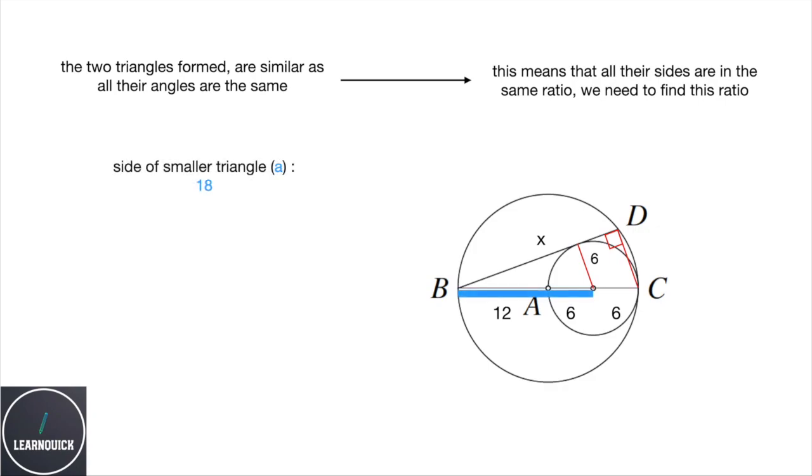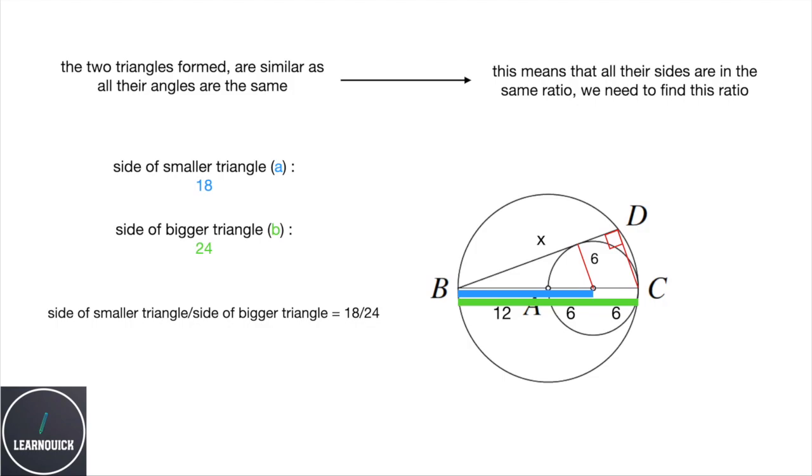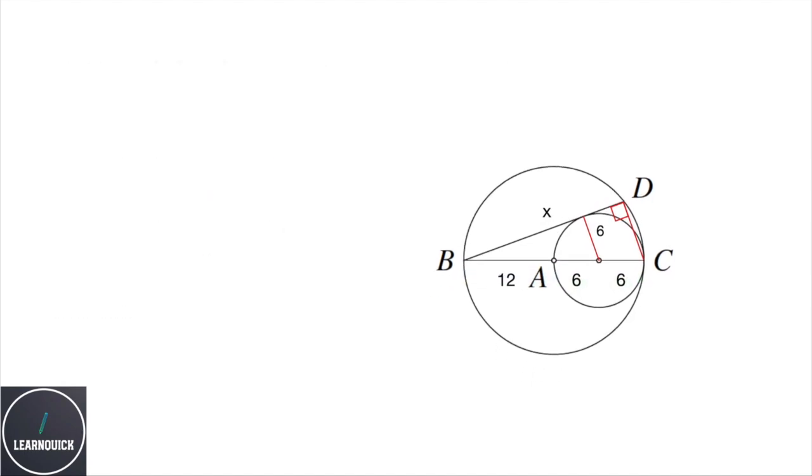So the side of the smaller triangle, which we'll call A, is 18, as it's 12 plus 6, and the side of the bigger triangle, which is in fact the whole triangle, is 24, as it's 12 plus 6 plus 6. Okay, so to find the ratio, we'll do 18 divided by 24, and this will be the ratio of the smaller triangle to the bigger one.